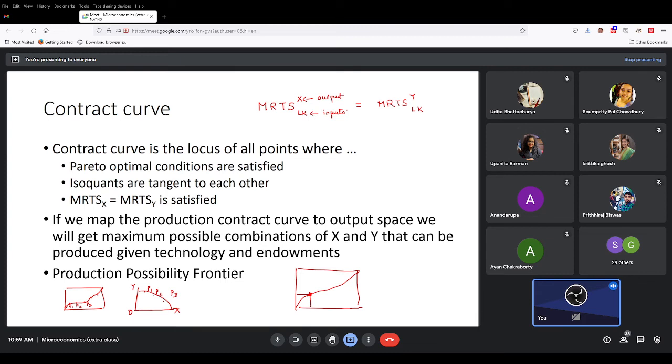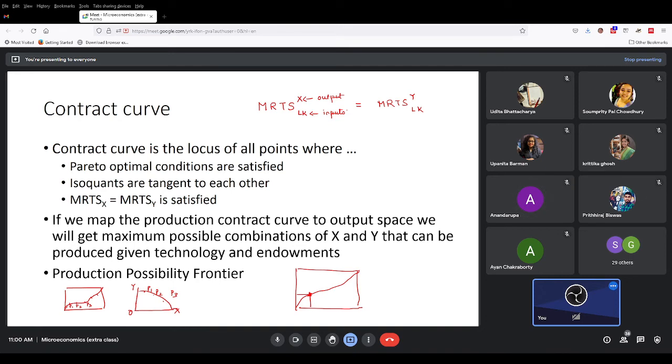Production possibility frontier indicates, in fact, it's written over here. This is the definition. This is the maximum possible combination of X and Y. But remember that we have constraints. The constraints are technology, the constraints are input endowments. If the technology changes, if the endowment changes, I can move beyond the PPF.